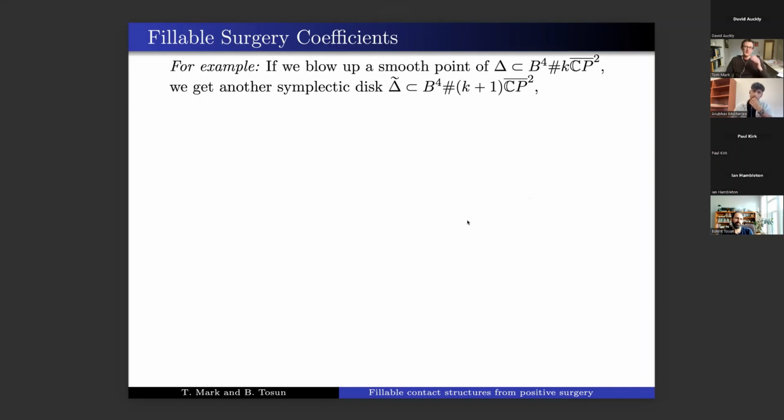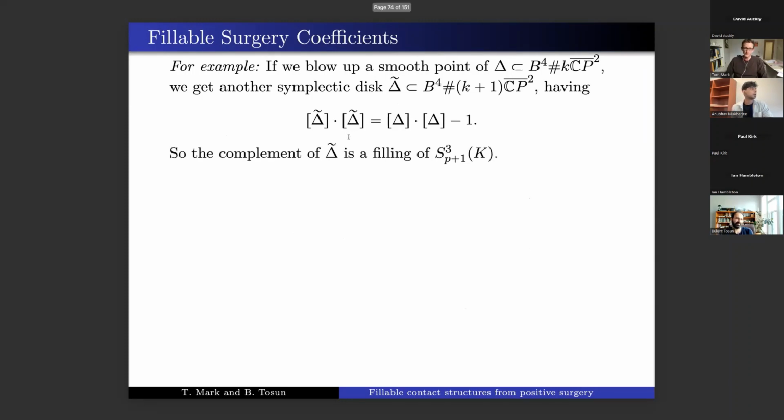So one thing you can observe is that as soon as you find a disk in the blown up four-ball, you could blow it up again if you want. You could blow up that disk again at some smooth point, and you get another smooth disk bounding the same knot in one further blow up of the four-ball, and the self-intersection of the disk decreases by 1 when you do that. That means the surgery coefficient increases by 1 because you're supposed to negate the self-intersection. So when you scoop this symplectic disk out of the larger blowup, you get a filling of the next larger surgery coefficient.